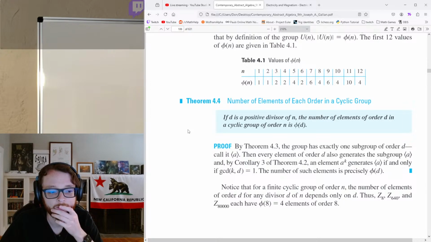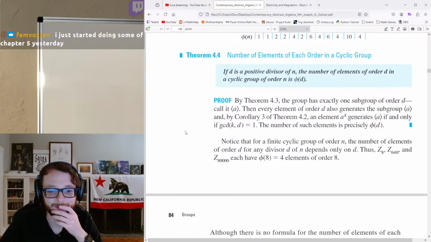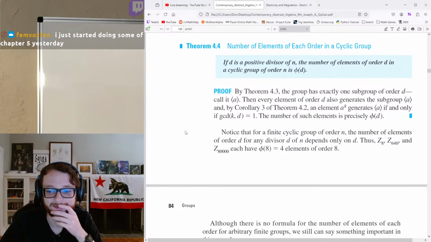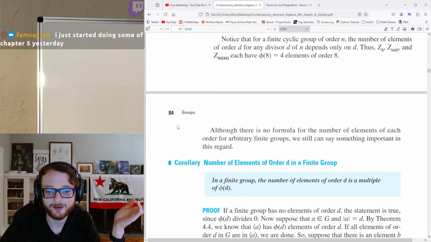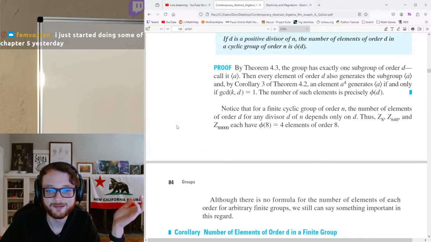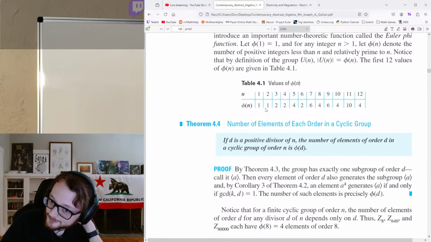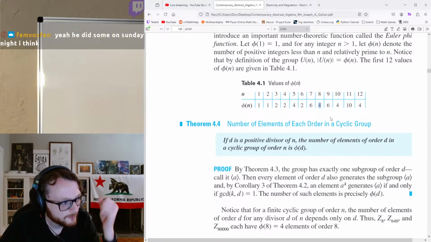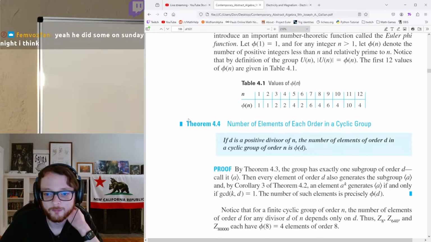Started doing some chapter 5 yesterday. Interesting. I feel like I heard Penn Center complaining about the stuff they're going over and that one being annoying. Okay, it does not depend on the order of the group. So is that a red herring? There are 4 numbers relative to prime, 1, 3, 5. I flipped off 3 the last time. Oops.